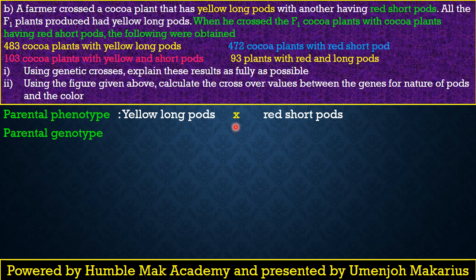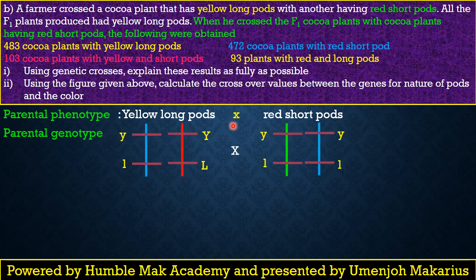Then now, the parental genotype is going to be this. So yellow long pods. What is this? This is simply the result we got, the F1 genotypes. As the question said, when he crossed the F1 cocoa plant, these are the F1 genotypes. Then we have to cross it with cocoa plants having red short pods. So this is going to be the gene for red short pods.